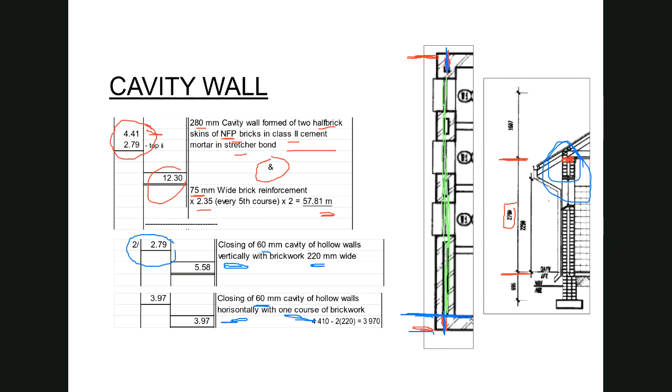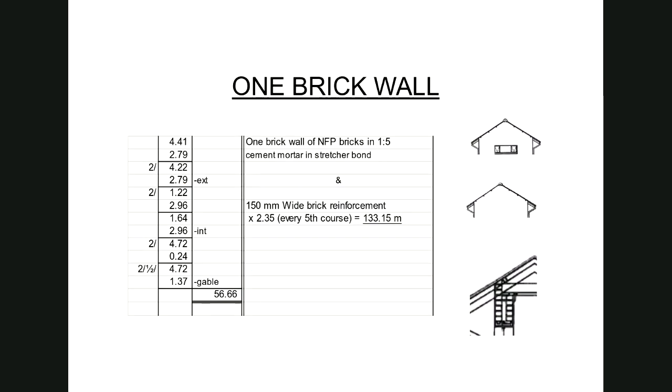So I can now move on to the next item, which is the one brick wall. Now, you're going to see from my references over here that I have dealt with this as three sections. I've said the external wall first, then the internal wall, and then I'm going to deal with the gable. But I will explain the gable to you in much detail. Okay, so let's deal with the external wall first.